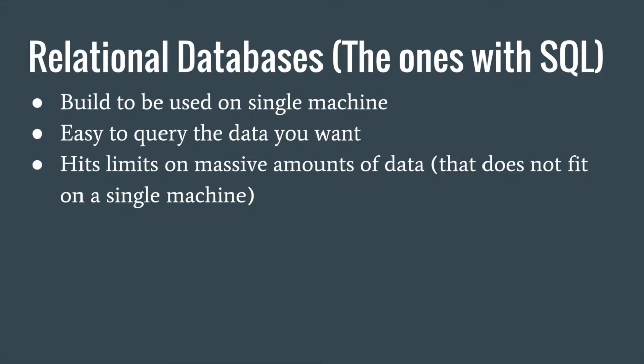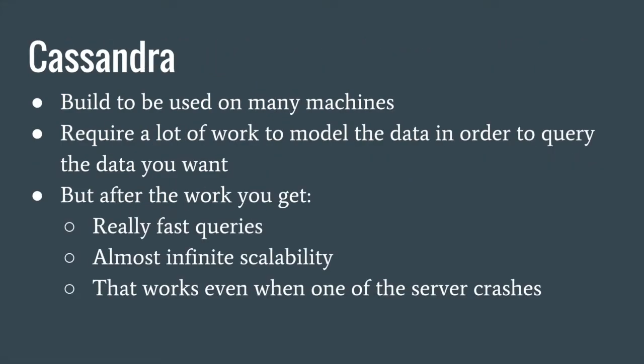But this also has its limits on massive amounts of data, because massive amounts of data do not fit on a single machine. And that's why we have Cassandra, because Cassandra is built to be used on multiple machines, and it requires a lot of work to model the data in order to get the queries that you want and get the data you want. It's not as easy as with the relational database. But after you put all that work into it, you get really fast queries. You get almost infinite scalability with relation to how much data you can handle, and it works even though some of the servers you have crash, which is also a really cool property.